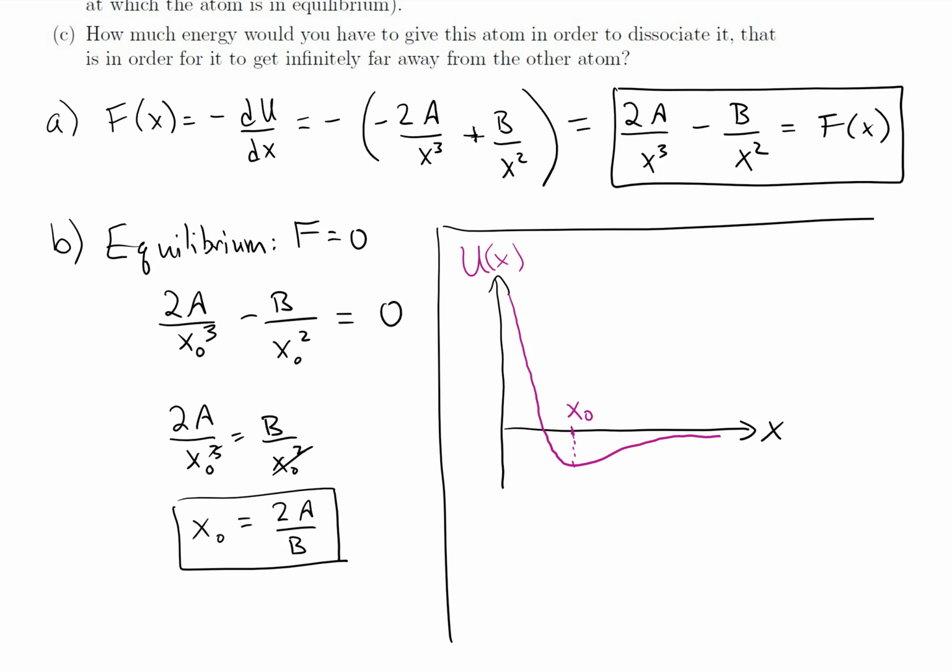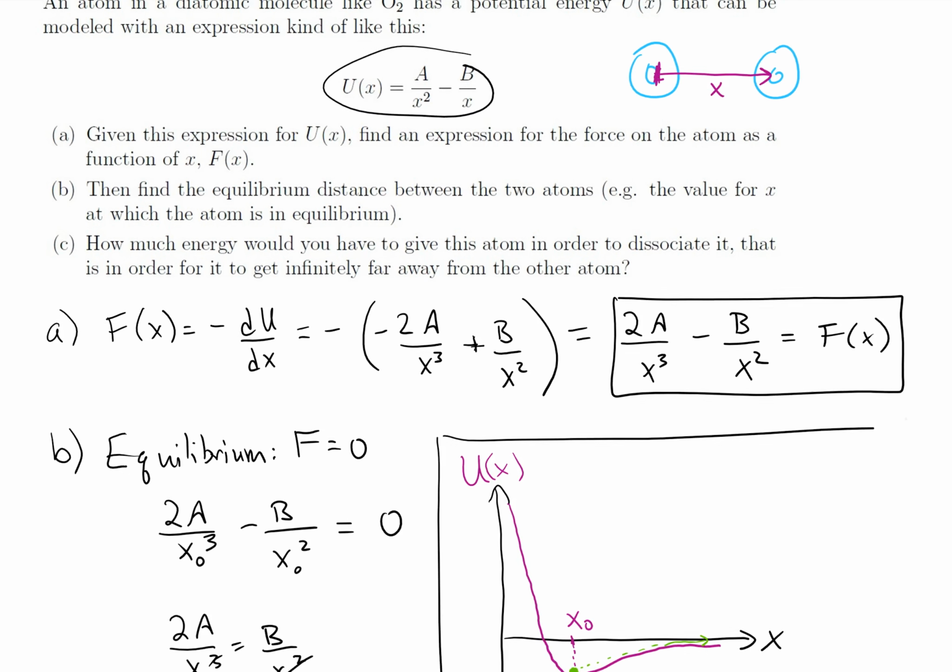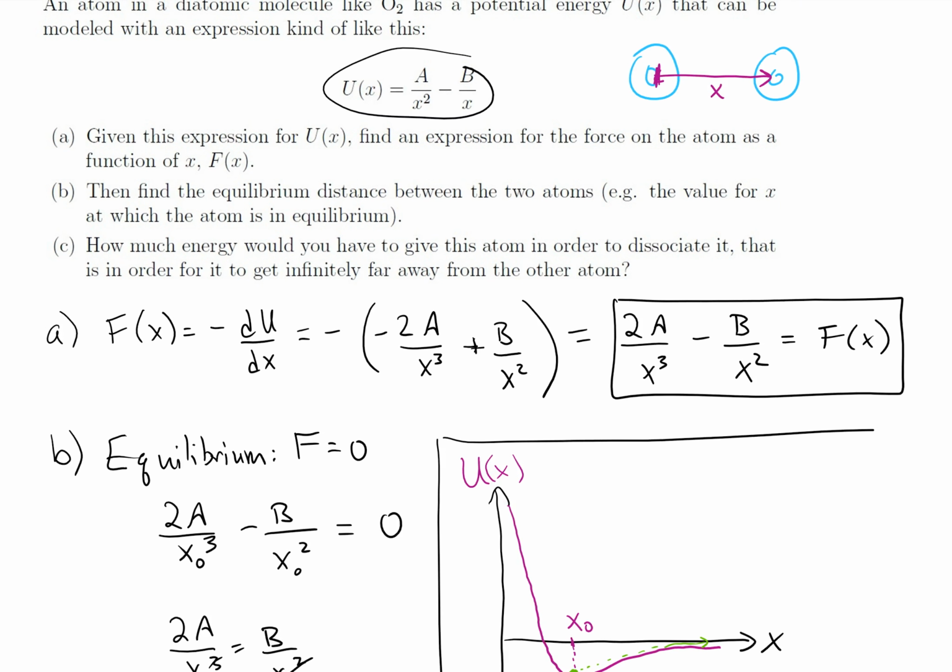And so what part C is asking is how much energy would we have to give this to get out to x equals infinity? So we have the atom here, and it needs to travel all the way out here. So we would have to give it some kinetic energy to get sort of up out of this valley. So we should note that as x goes to infinity, u of x goes to 0, right? And you can just look back at our expression for u of x. Both of those terms, a over x squared and b over x, are both going to go to 0 as x goes to infinity.